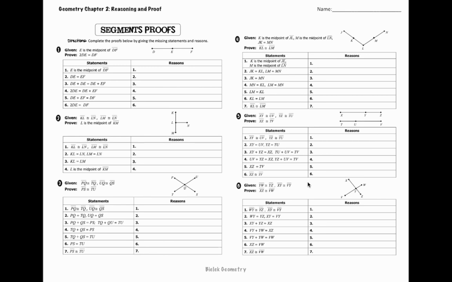So number 1, they start off with the given statement, as they should. So we know E is the midpoint of DF. So that means we know DE has to be the same as EF, and that is by definition of midpoint.